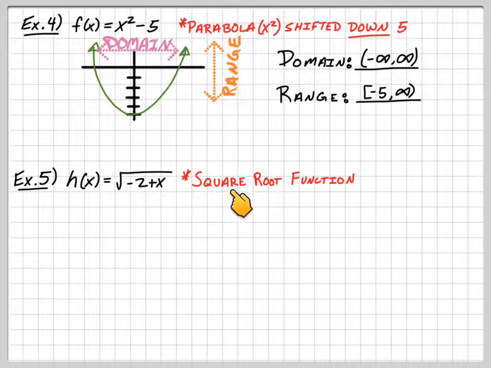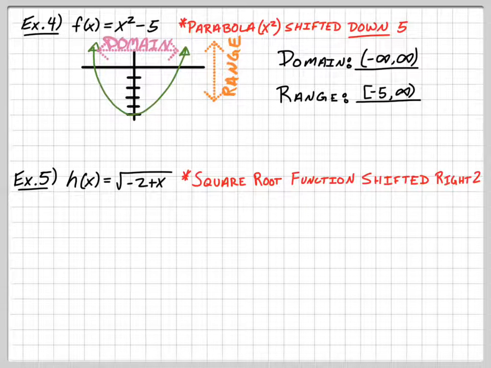So what happened to this? Instead of being just plain old square root of x, there's a negative 2 inside there. So another way you could think of it is the square root of x minus 2, and then now you know what the transformation was. This was the square root function that got shifted to the right 2.